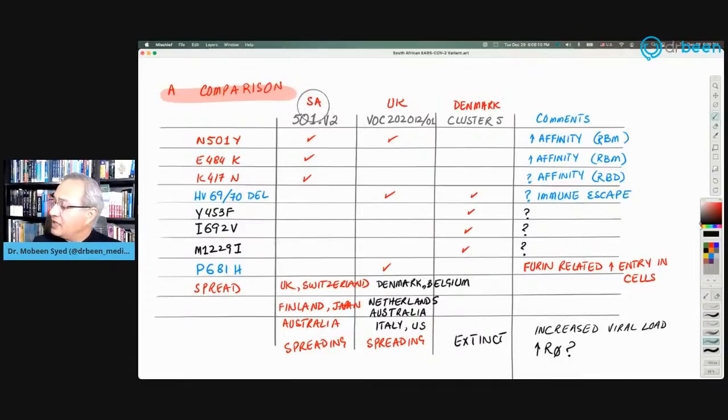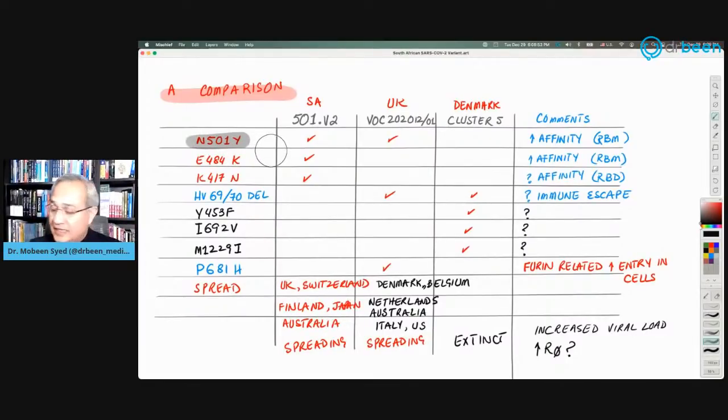So here we are comparing the South African variant, which is called 501V2, then the UK's variant, which is called VOC, or variant under investigation, VUI 2020-12-01. And then Denmark's variant that is called cluster 5. What they had been doing is looking at the mutations that were occurring in the minks, I believe, or in those areas, as clusters. This was the 5th cluster. So now let's look at the mutations here. Check this out.